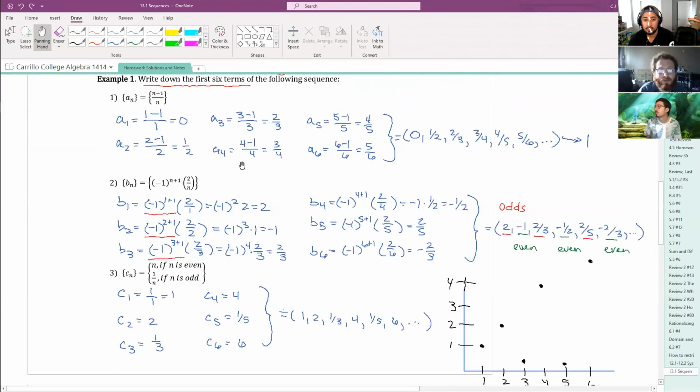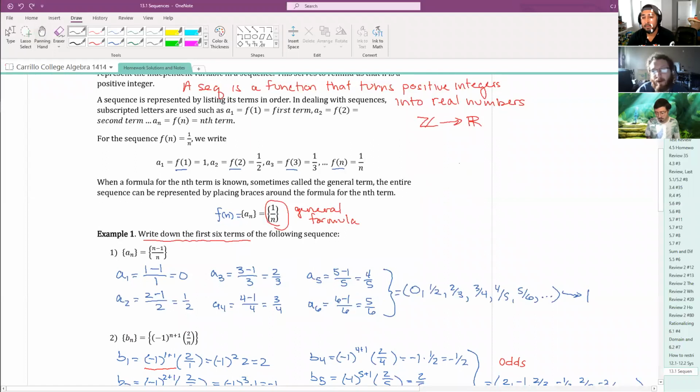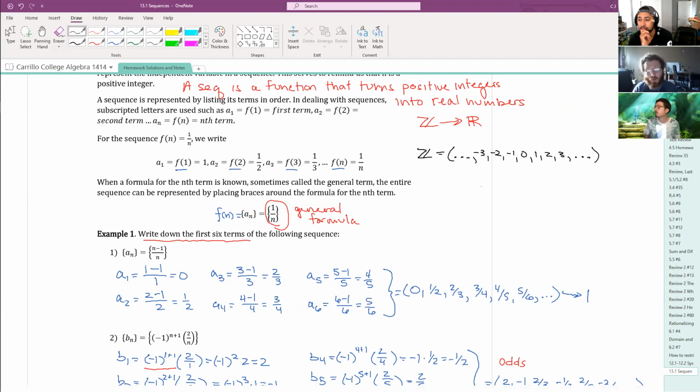Gotcha. Okay, so let's roll back up here. We want to remember that a sequence is a function that turns positive integers into real numbers. It's a function whose domain is the set of positive integers. If we look just at integers, represented by this really poorly drawn blackboard Z, this is equal to the set of -3, -2, -1, 0, 1, 2, 3, and so on. Integers are whole numbers, so there are no partial remainders, no fractions, no decimal expansions, no irrational numbers. It's just whole numbers.